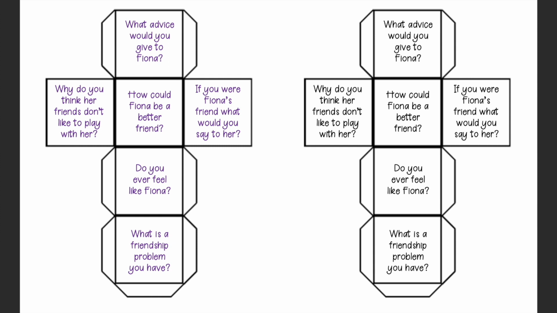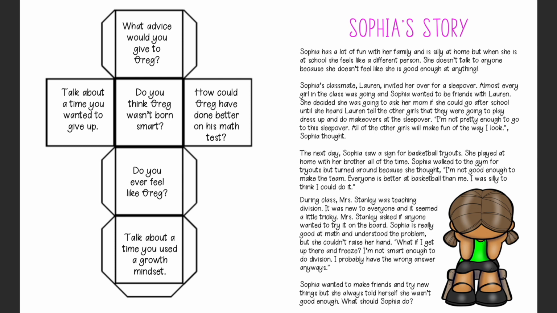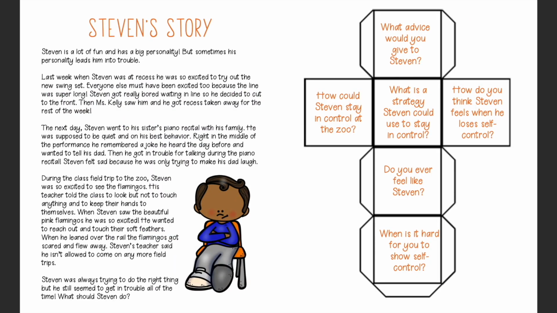And then you can also ask them questions about their own personal situations. So, do you ever feel like Fiona? What is a friendship problem you have? So there are different types of questions here. And then Greg, his topic is growth mindset. Sophia is self-esteem. Stephen is self-control.